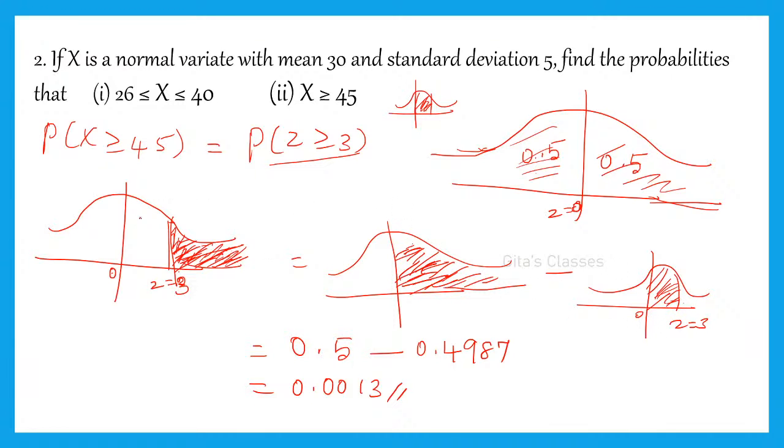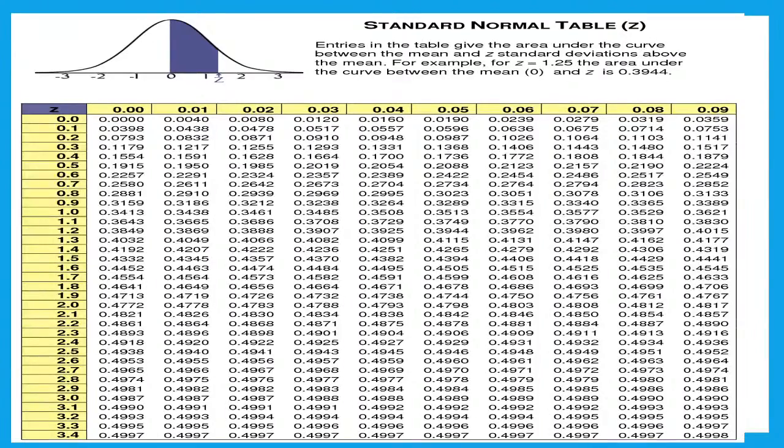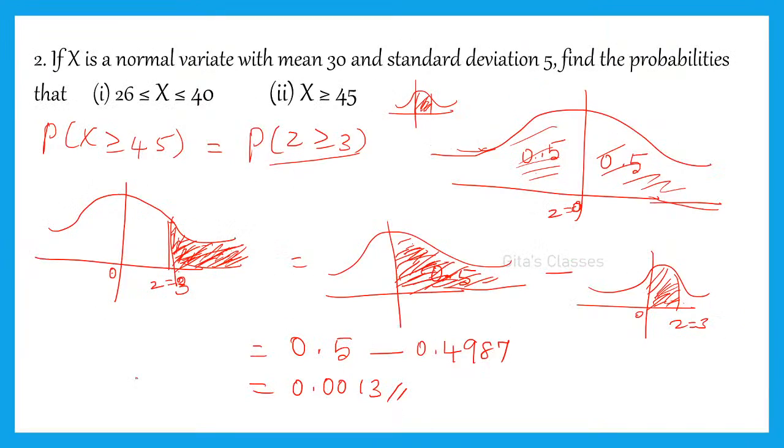I don't want this. This is extra for me. I am considering the entire area, that is 0.5 here, minus, I don't want this. Up to 3 I don't require, so that should be subtracted. So 0.5 minus, for z is equal to 3.00 somewhere here, 0.4987. Therefore 0.0013. Understood?